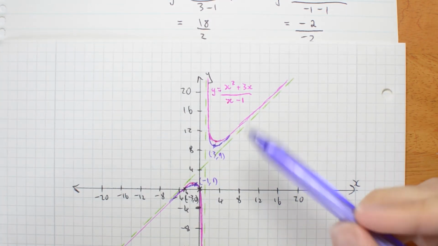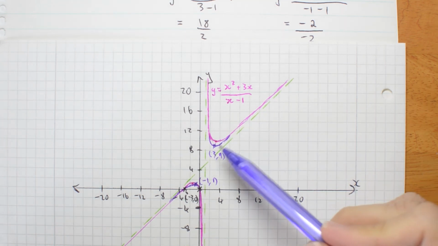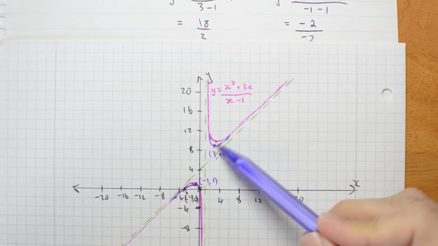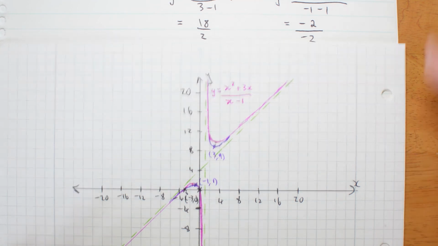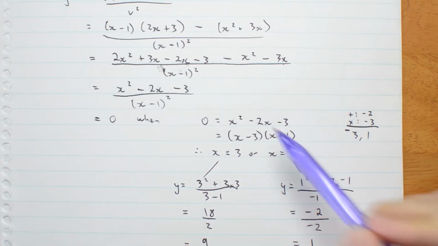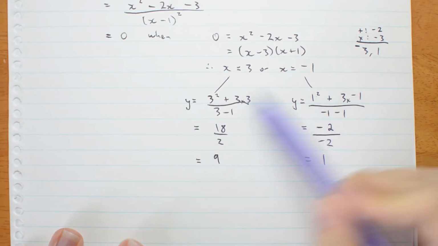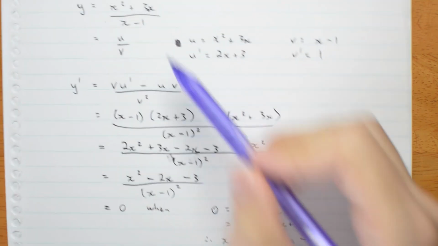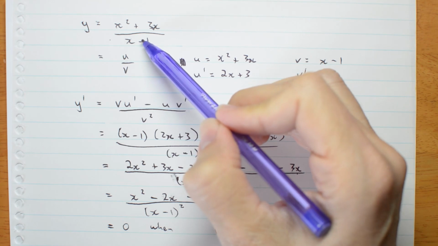And this is why I say, for the sake of just a quick sketch, it doesn't necessarily matter if you find that exactly. But if you want to, differentiate, make it equal to 0, substitute back in, but be careful to do so into your original function, not the derivative.